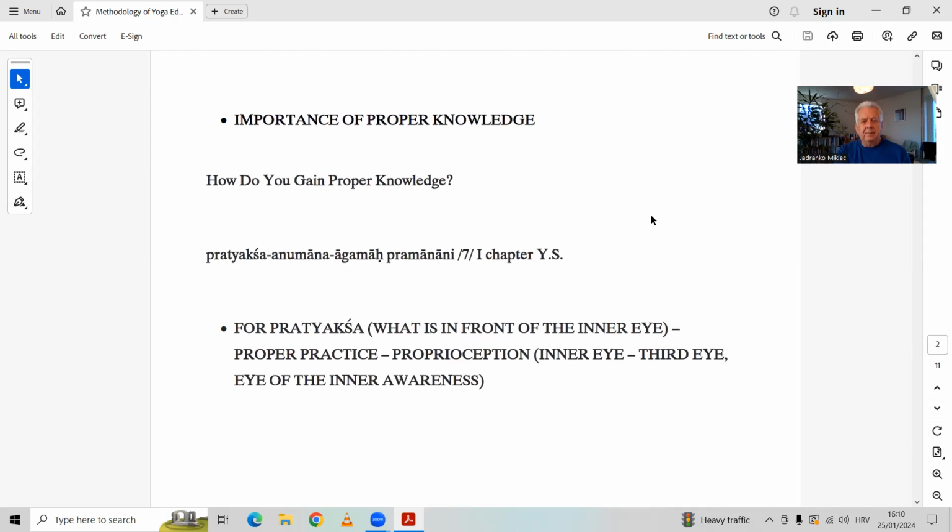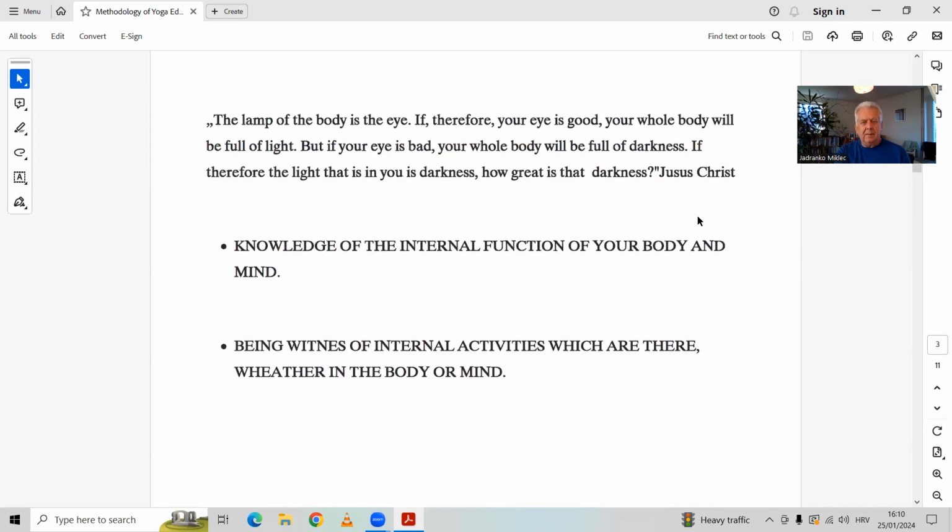And this is nicely expressed in one saying of Jesus Christ, where he says that the lamp of the body is the eye. If, therefore, your eye is good, your whole body will be full of light. But if your eye is bad, your whole body will be full of darkness. So he is very clearly speaking about proprioception, that inner eye.